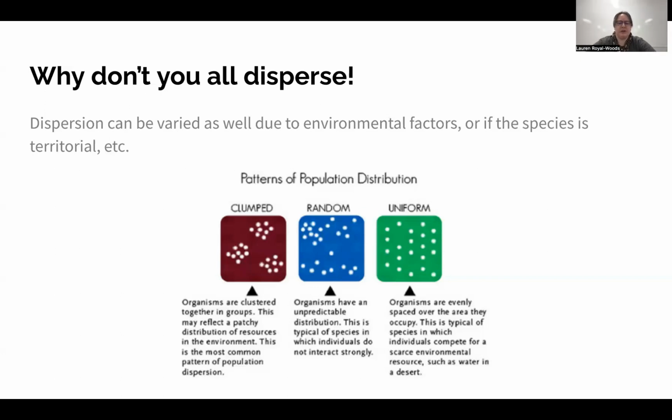Anyway, random. Random species have an unpredictable distribution. This type of species usually has individuals that do not interact strongly. So yeah, I'm not sure if I've got a good example off the top of my head for this one. Maybe tigers. Tigers are like that, though I'd have to double check.